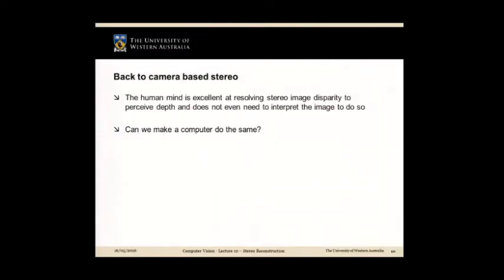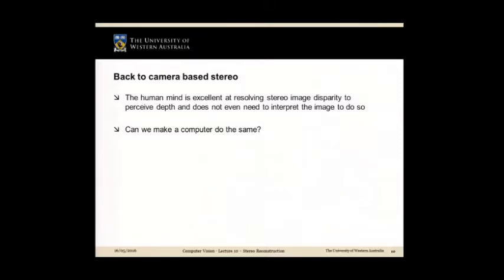So the human mind is excellent at resolving stereo image disparity to perceive depth, and does not even need to interpret the image to do so, right? We already know, you look at an image, you can easily say, okay, this is a round bottle, and you can tell about the depth of this as well. You can also tell about this one, okay, this one is this much deep or something, right? So your brain automatically processes all these things because our system is already intelligent, it's well trained.